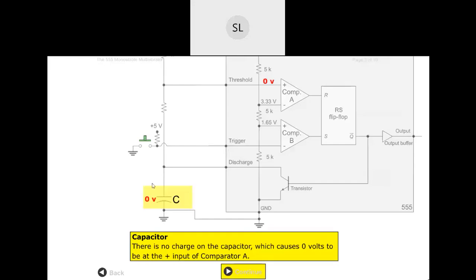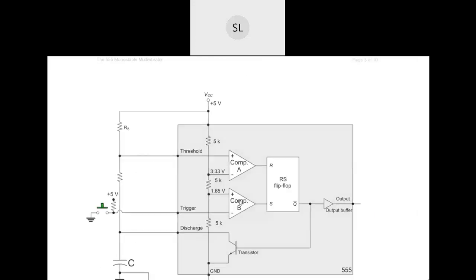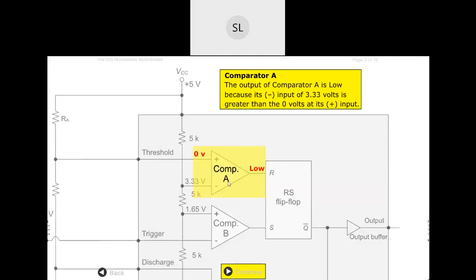So initially there won't be any charge on the capacitor which causes 0 volts at the non-inverting input terminal of comparator A. Okay, there is no voltage available at the non-inverting input of this comparator A when the capacitor is in the discharge state initially. Now, because of which the output of this upper comparator is low.